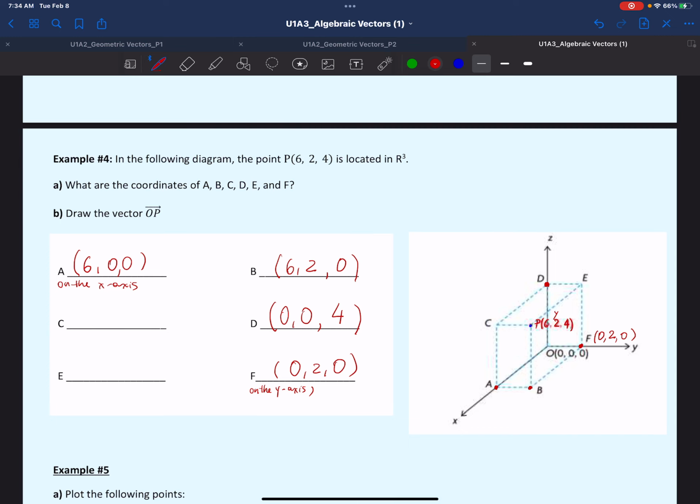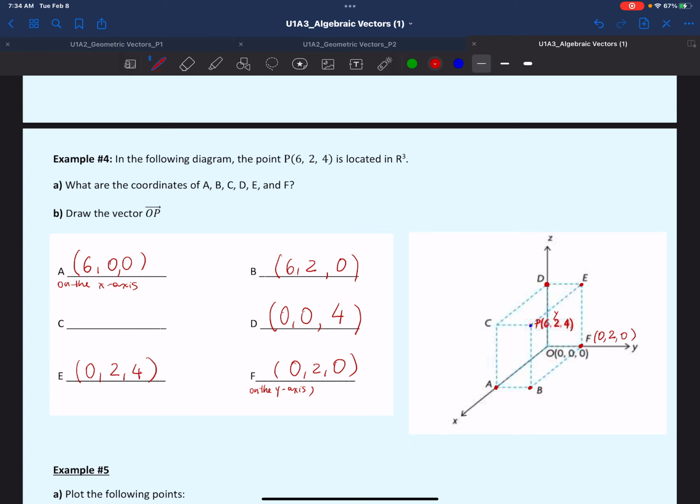Next, we're going to take a look at point E. Remember, point E is on the ZY plane. Which coordinate is 0 on the ZY plane? The x. So we're going to say x is 0, y is 2, z is 4.